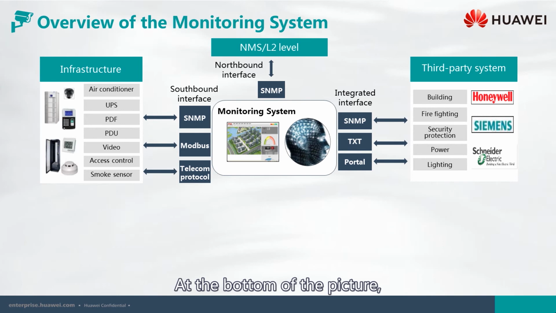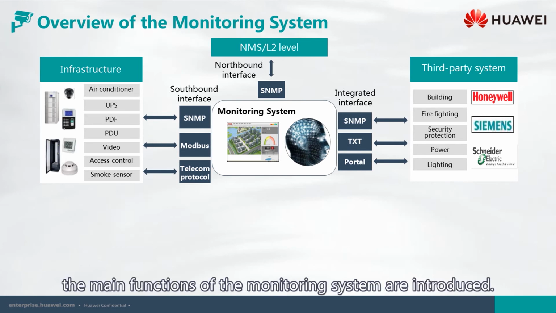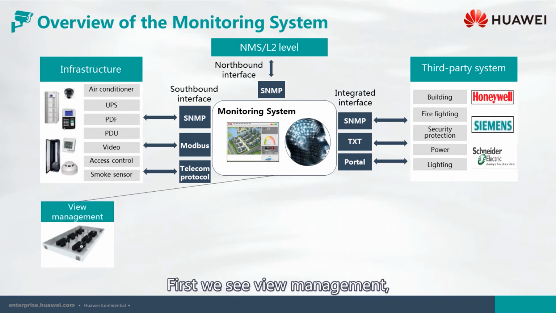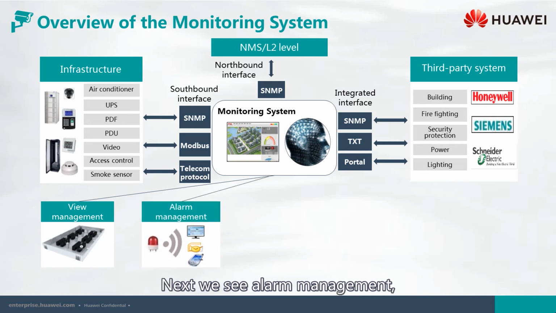At the bottom of the picture, the main functions of the monitoring system are introduced. First, we see view management, which can give users a 2D or 3D view. The interface is user-friendly, intuitively displaying the state of devices. Next, we see alarm management, which is very important for data centers. By checking alarms, users can locate and troubleshoot quickly.